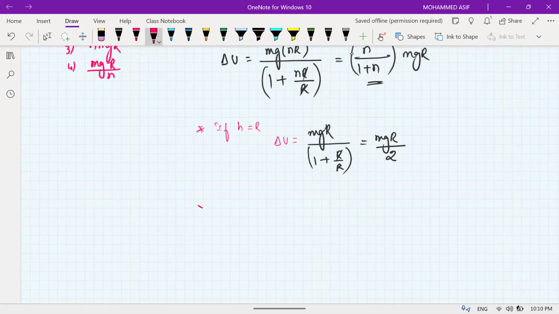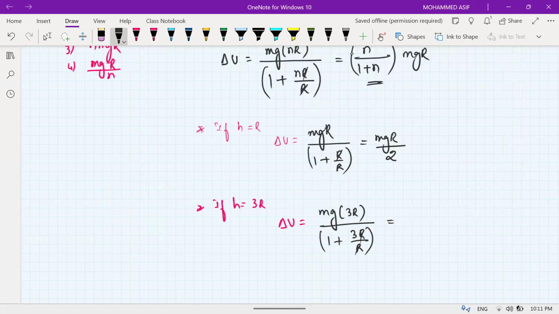चलो इसका भी आंसर बोलो. इफ h is equal to, मान के चलो 3R होता तो पोटेंशियल एनर्जी कितना होता? Change in potential energy, this is mg into h value, 3R, divided by 1 plus h value, 3 into R divided by R. So this R will get cancelled. So this value will be equal to 3mgR divided by 4. So it is 3 by 4 times mgR. आ गया? Yes, sir. Isn't it? So directly you can take the answers like that basically.